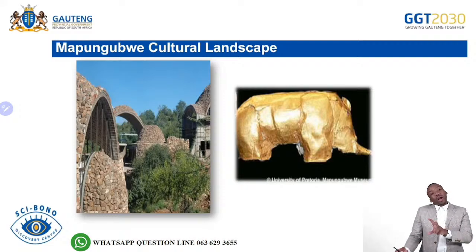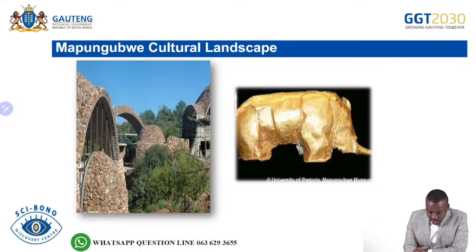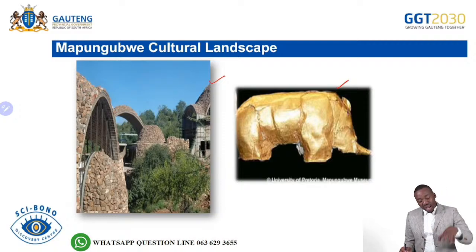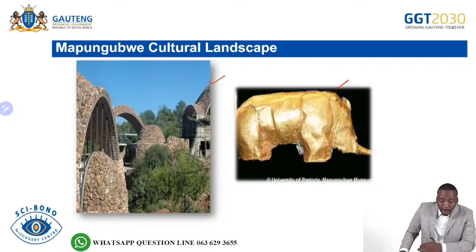There's a reason as to why I've given you the pictures as well. So this is an art of an ivory that was found there. Obviously here these are the landscapes of the Mapungubwe. Remember I said to you, when I was describing the difference between cultural and natural sites, I said the architecture. When you look at this picture, it is about what? The designs of the architecture of those people who once settled here in the Mapungubwe.